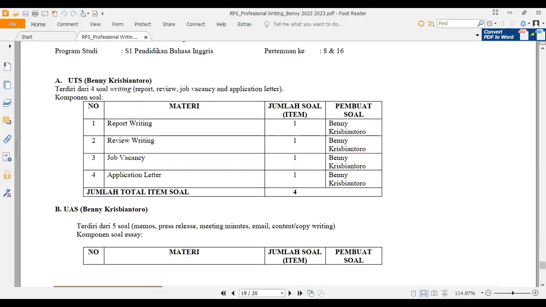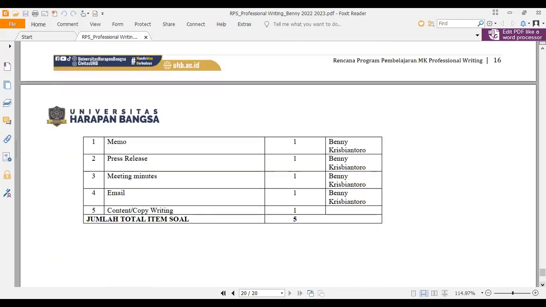And for the midterm test will cover 4 kinds of test: report, review, job vacancy, and application letter. For the final test, the questions vary from memo writing, press release, meeting minutes, and email, as well as content or copy writing. Well, that's all for the explanation about the core syllabus for the whole semester with me in professional writing.